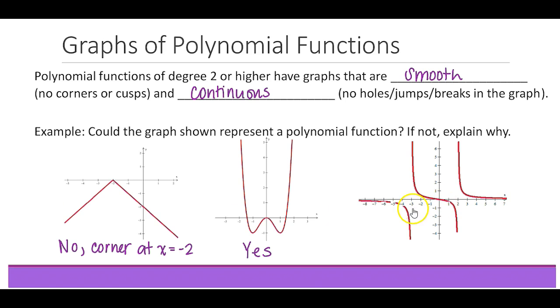Finally, in this last example, I have these 3 pieces to my function, and they're separated by vertical asymptotes at negative 3 and at 2. So this could not represent a polynomial function. The answer here is no, and that's because I am discontinuous. So I am discontinuous at 2 different places actually, at x equals negative 3 and at x equals 2.